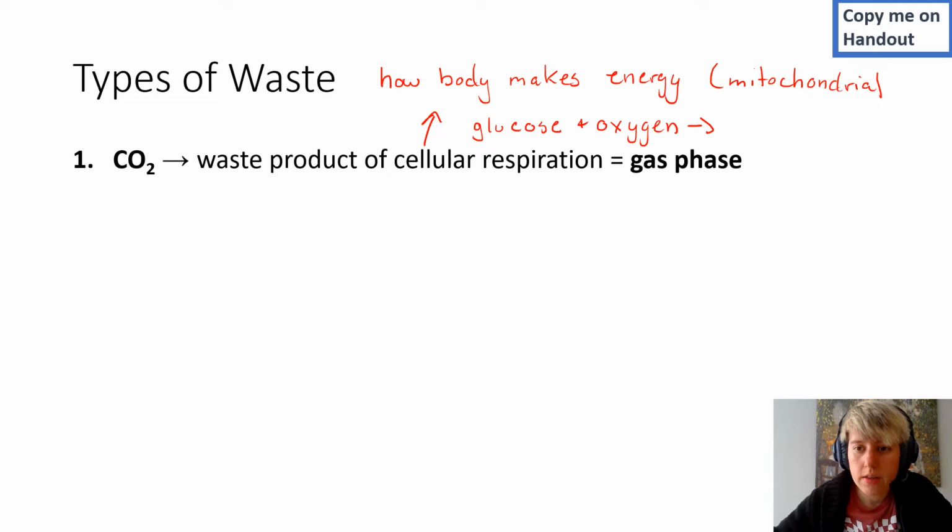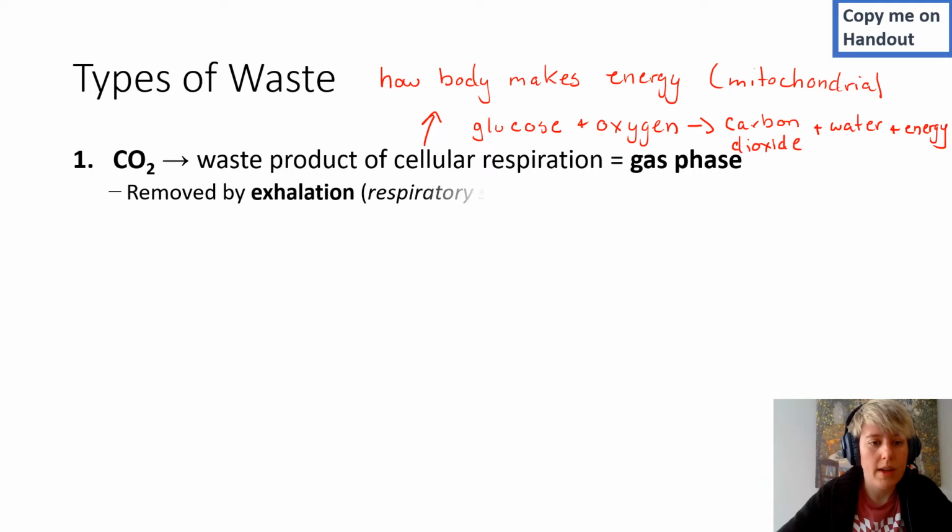And then you get, as your products, carbon dioxide, which your body cannot use. So this is a waste product, which is in gas phase, plus water, which your body does use, and it uses it in different chemical processes. And then, of course, energy. And of course, it's removed by exhalation via the respiratory system.